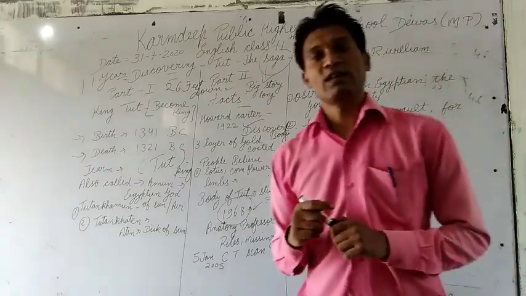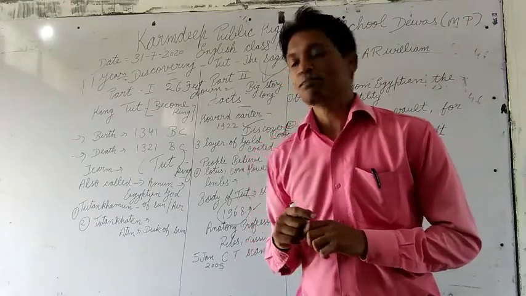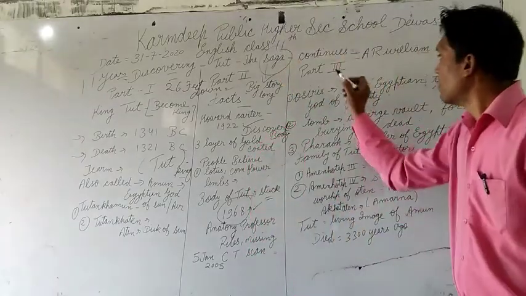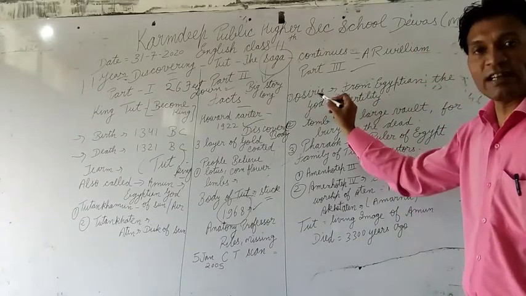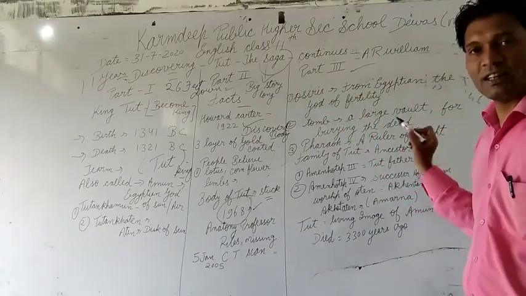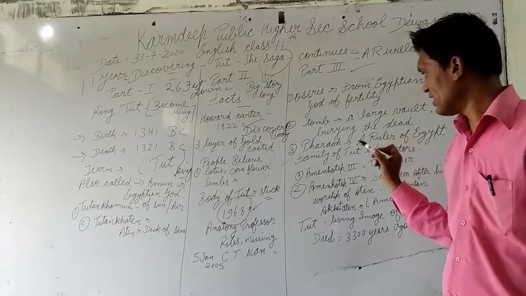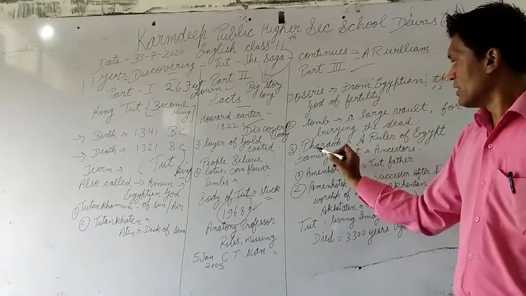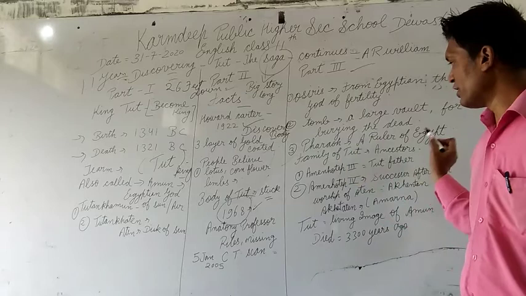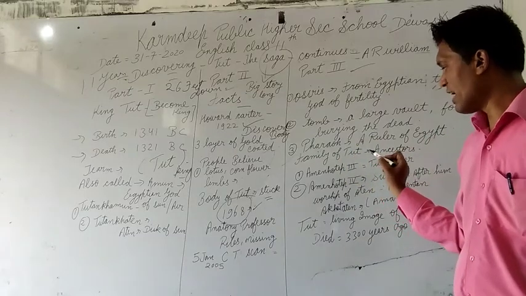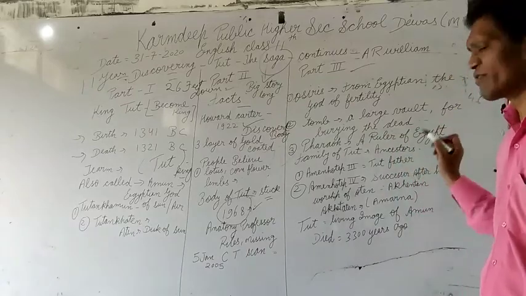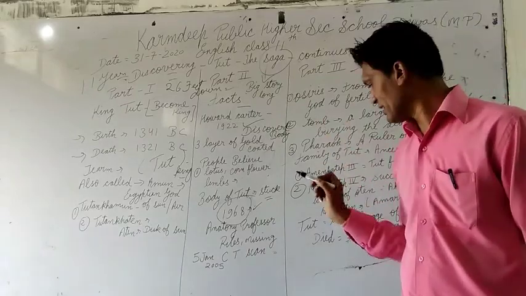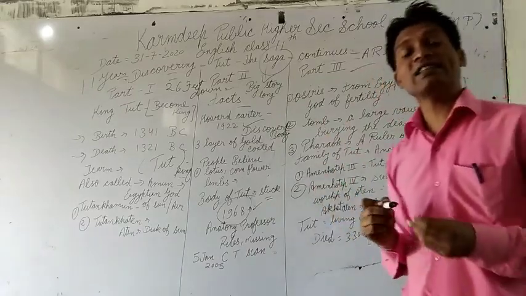Now the last part, the third part of history, has been given. Part three, let us start. What is given? Osiris, from Egyptian, god of fertility and agriculture. Then Pharaoh, a ruler of Egypt, family of Tut, ancestors, and tomb, meaning buried after death. These are the meanings. Now in the last, the ancestors.